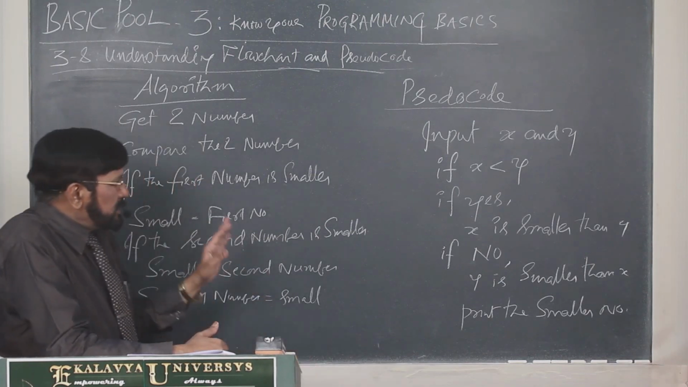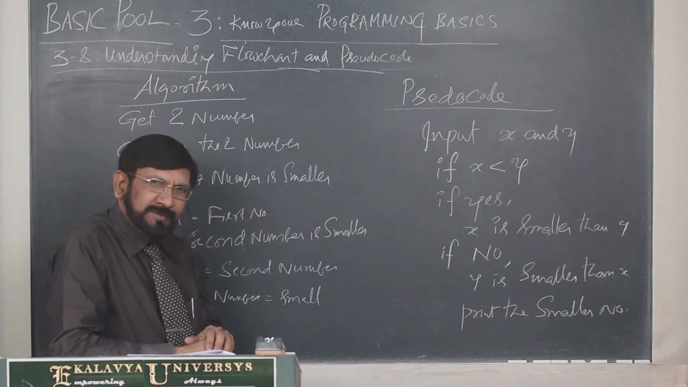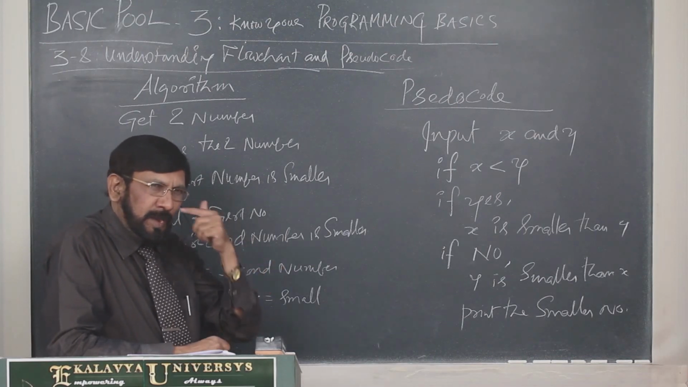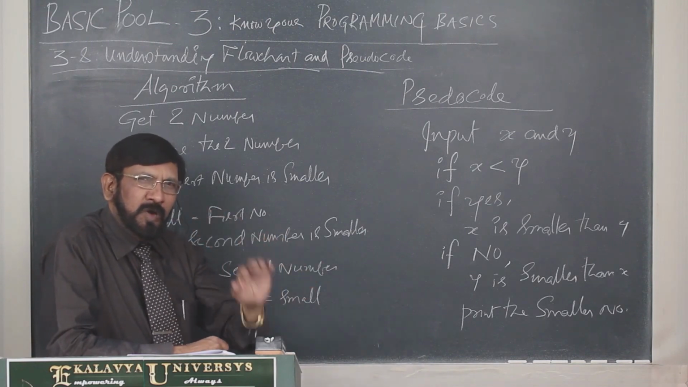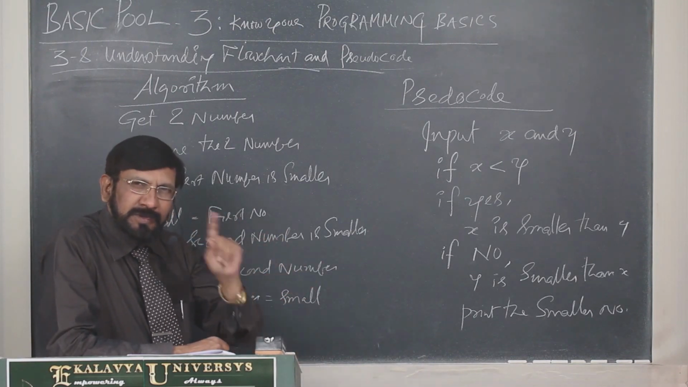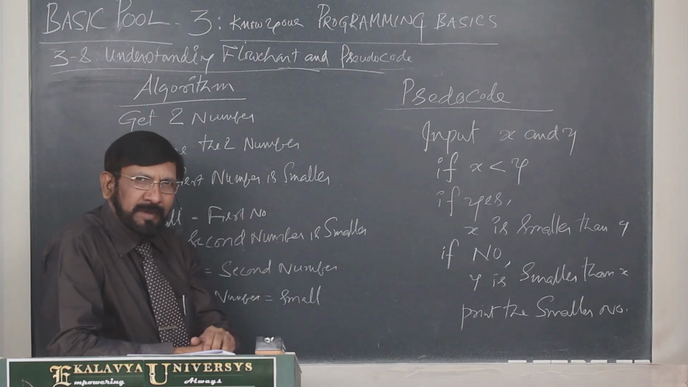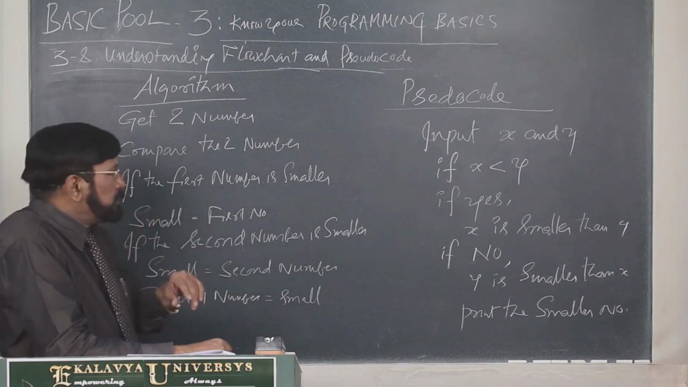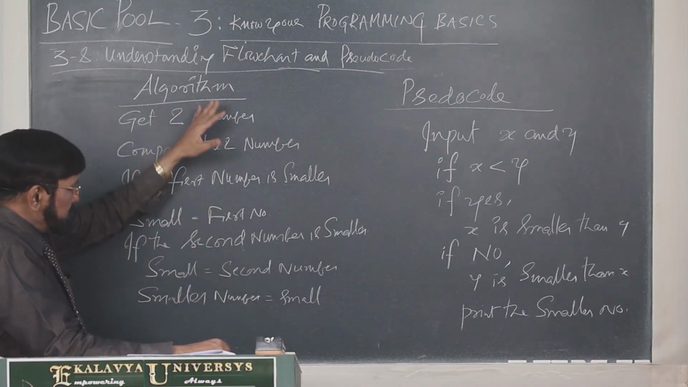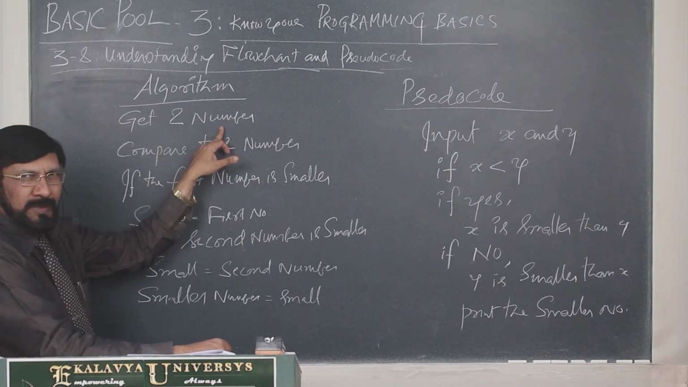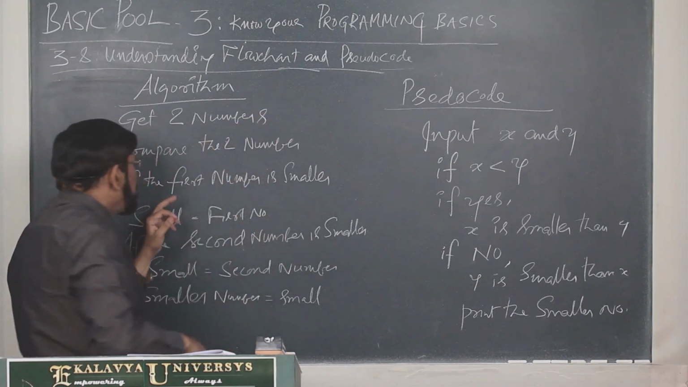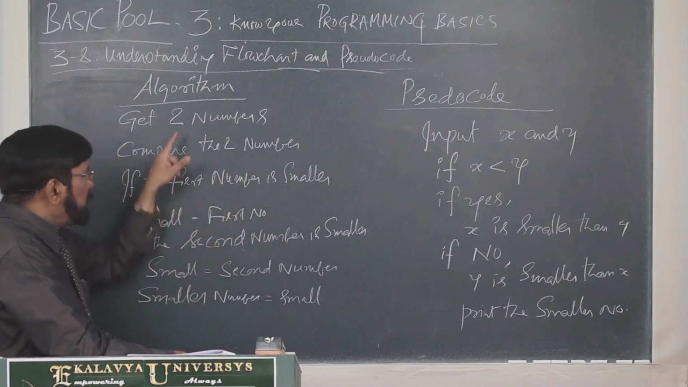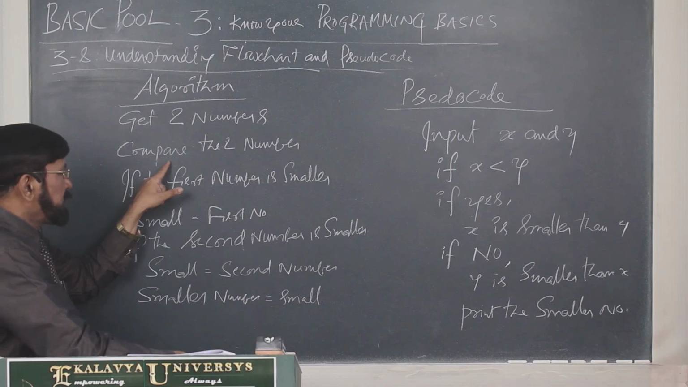In this task, a very simple task, we take two numbers. Out of that, we have to find out the smallest number. We have to compare two numbers and find out the smallest number. That is the task, finding out the smallest number between two numbers. So, here the algorithm we write like this: get two numbers, compare the two numbers.